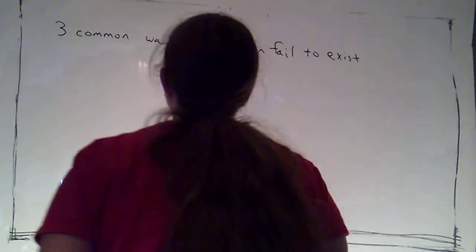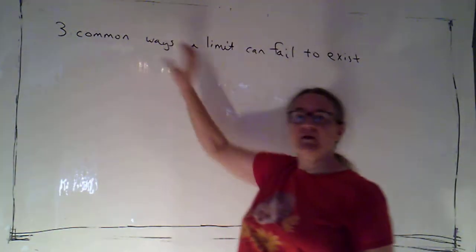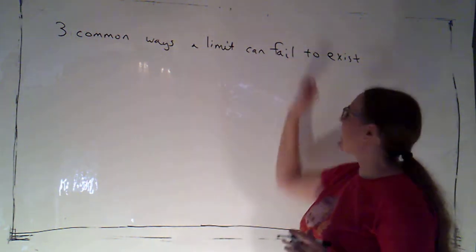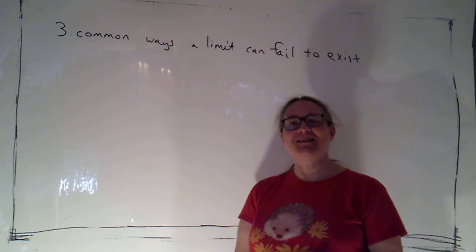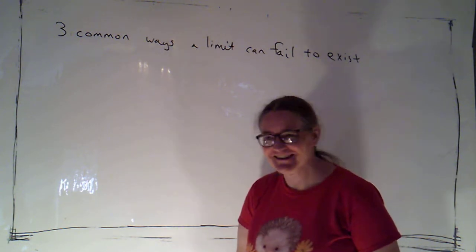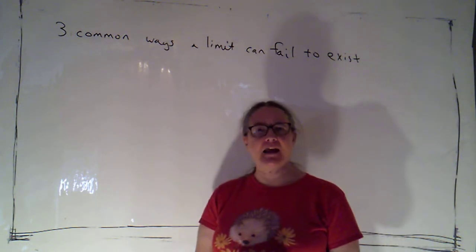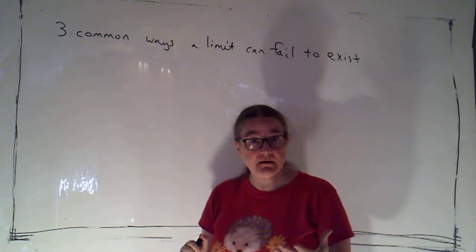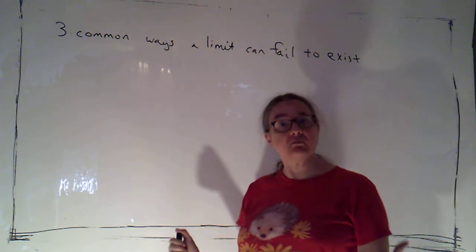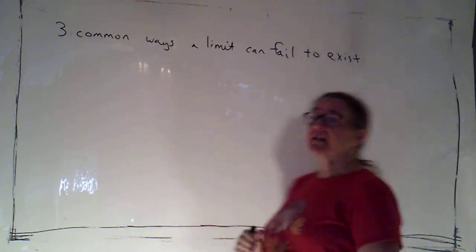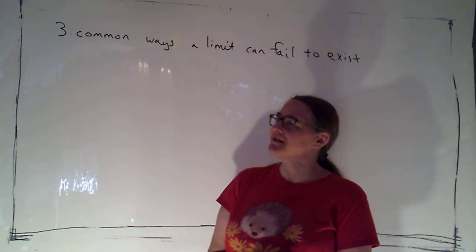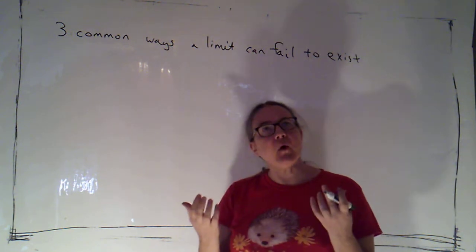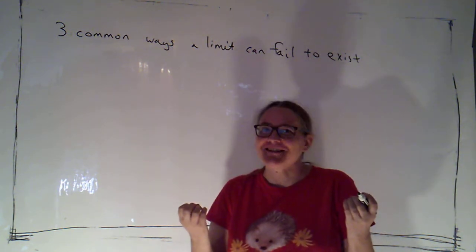In this video, we're going to talk about 3 common ways that a limit can fail to exist. And this is one of the things I think is really neat about calculus. In a lot of academic areas, if something doesn't exist, you just don't study it. But in calculus, we can say, this limit doesn't exist. In what way does it fail to exist?